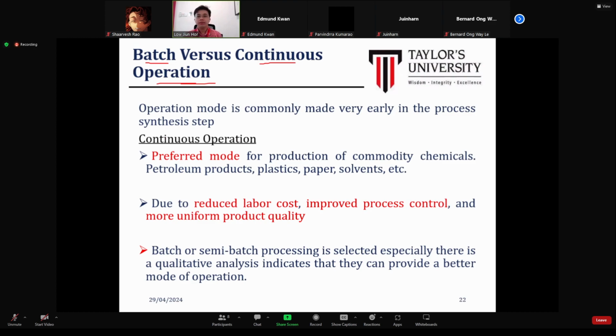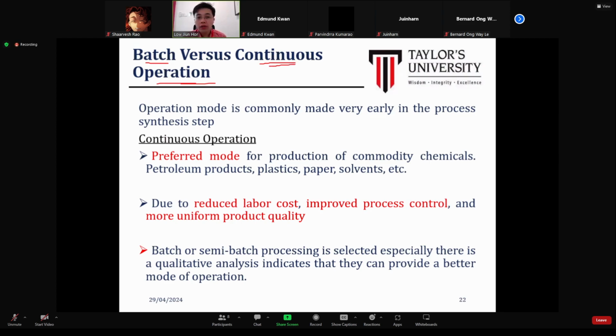Batch operation means you transfer in all the material into a unit operation, then you cover it and run the reaction for, let's say, 30 minutes. Only after 30 minutes do you get your product from the unit operation. This is known as batch operation. The concept is a bit similar to our rice cooker. You transfer in all the raw material, then you only remove the product at the end of the process, maybe after 30 minutes or 1 hour.